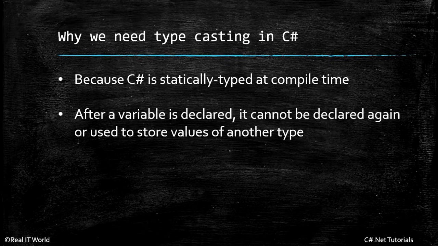After a variable is declared, it cannot be declared again or used to store values of another type. That means if you create a variable with the name x, you cannot create another variable with the same name. That is one. And the second one is, if you declare a variable of type integer, you cannot store another data type value, that is string or long or something. So this is strictly followed in C#. That's why we need typecasting in C#.